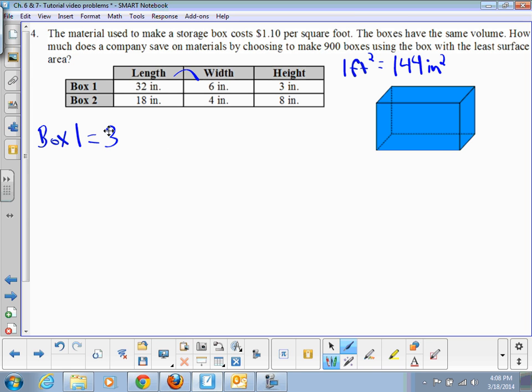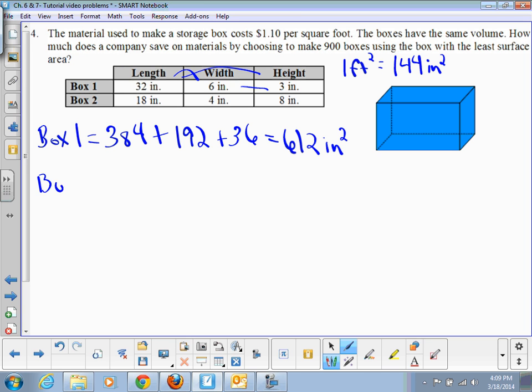So that number is 384 plus, we'll do 32 times 3 and then multiply that by 2. And that gives you 192 square inches. Plus the only 2 we haven't multiplied yet are 6 by 3, which is 18, times 2, which is 36. So if you add up 36 plus 192 plus 384, you're going to get 612 square inches. That's how big box 1 is.